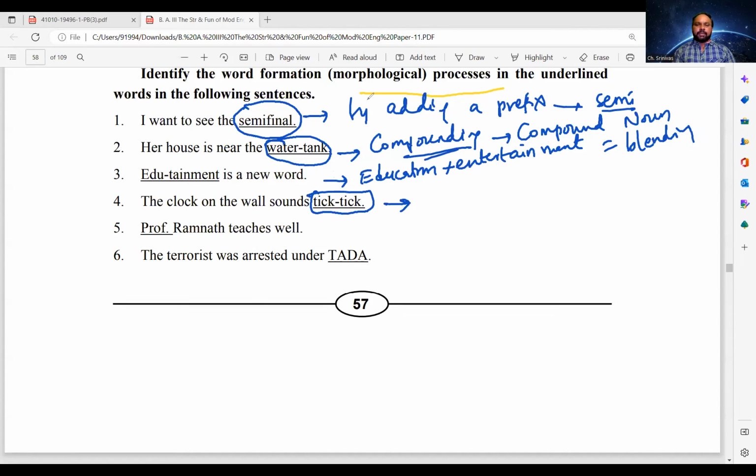TikTok, tick. How is the word tick formed? This is nothing but reduplication. This process is known as reduplication.